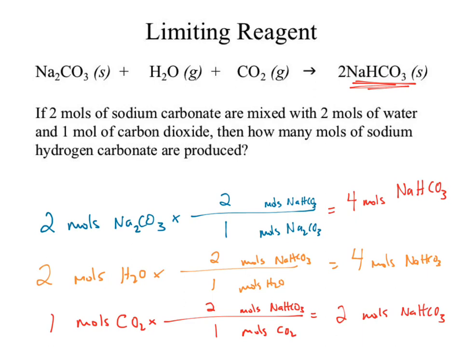That's not relevant. Use the same rules that we applied to making a sandwich. When we applied to making a sandwich, we looked at our answers and we said whichever one was the smallest number was the one that made our sandwiches. So how much sodium hydrogen carbonate could we make? 2. The other ones were both assumptions that we had enough water and enough CO2 to react with the sodium carbonate.